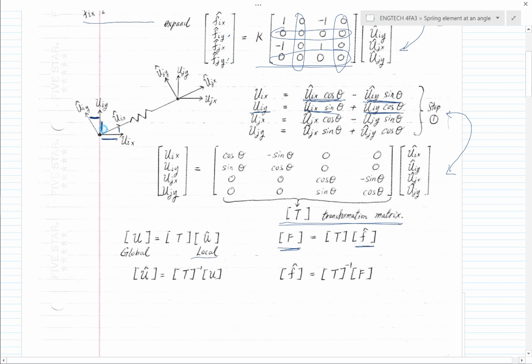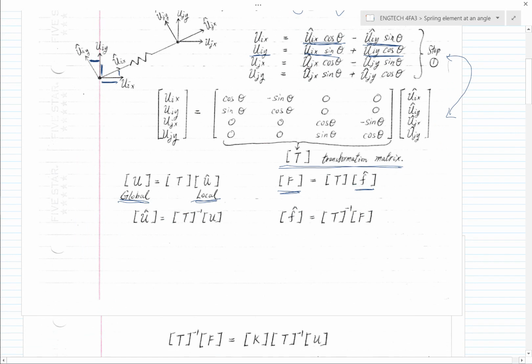The hat frame is also called local. You can do that, and then you can transform into the regular reference frame, which we also call the global reference frame. You can change the global reference frame to the local as well by using the inverse of the transformation matrix.